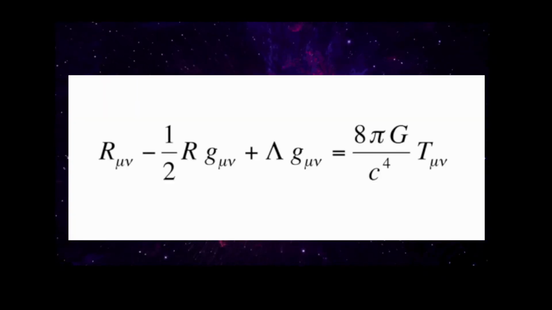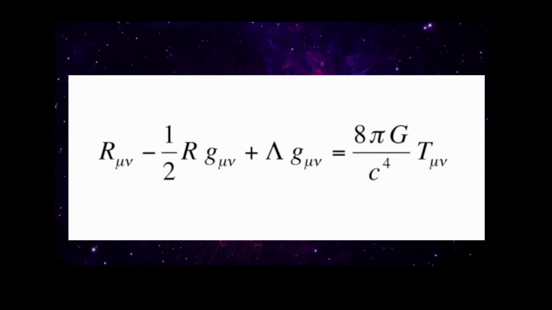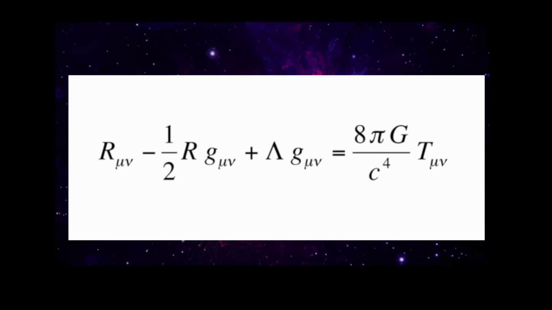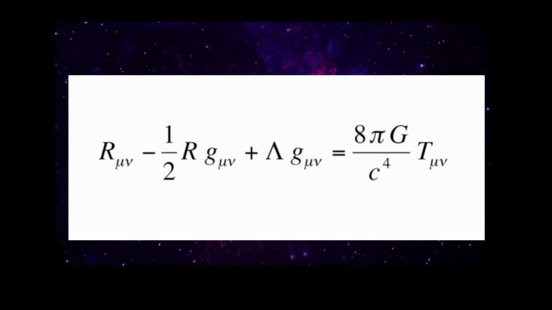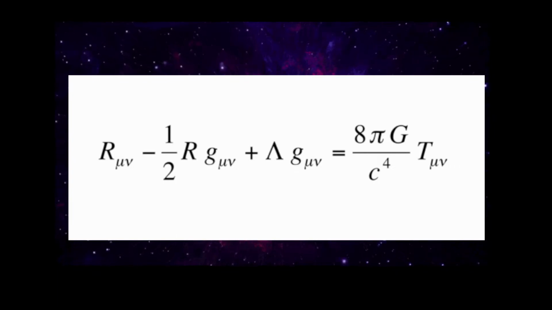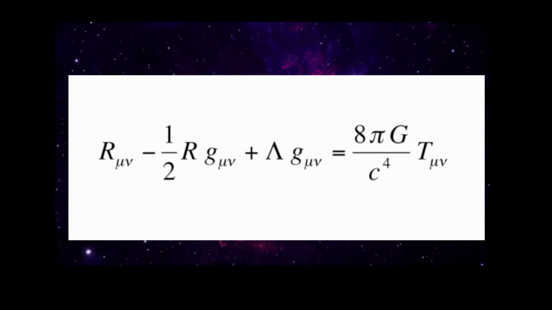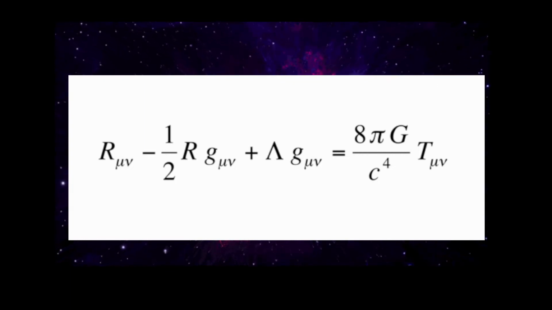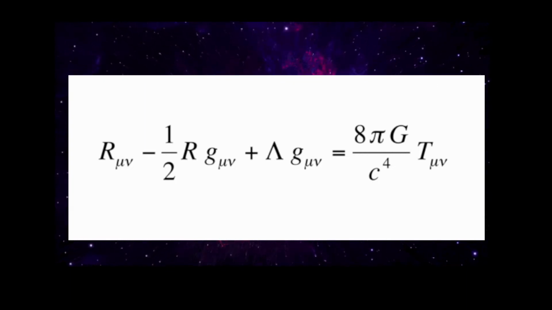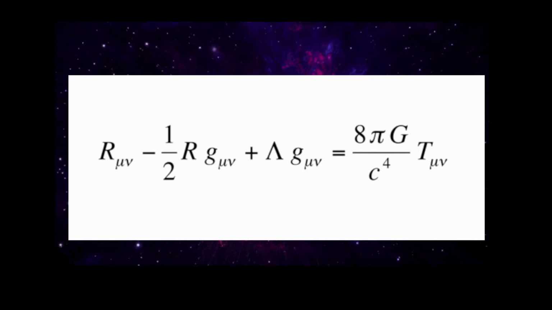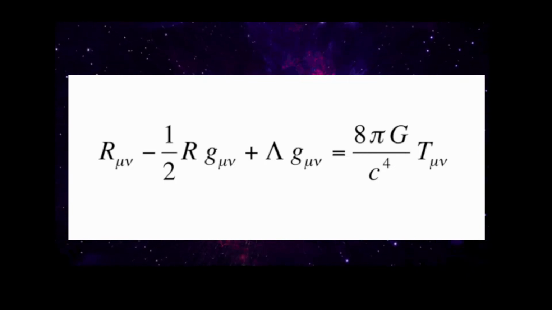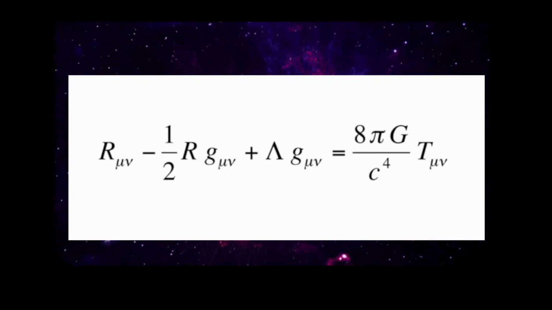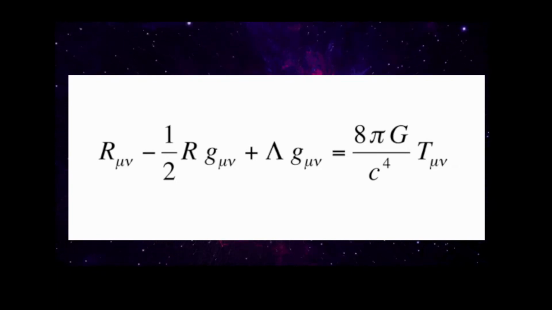So let's take a look at Einstein's field equations in all of their glory. We have R of mu nu minus 1/2 g mu nu times R plus g mu nu times this interesting constant value, the cosmological constant, and that is equal to 8 pi G over c to the fourth, times T mu nu. So it's definitely an interesting equation.